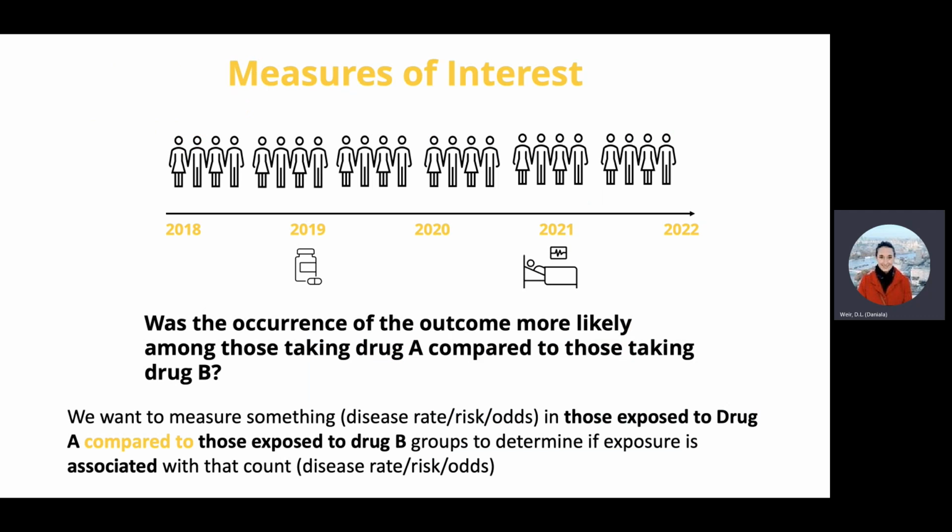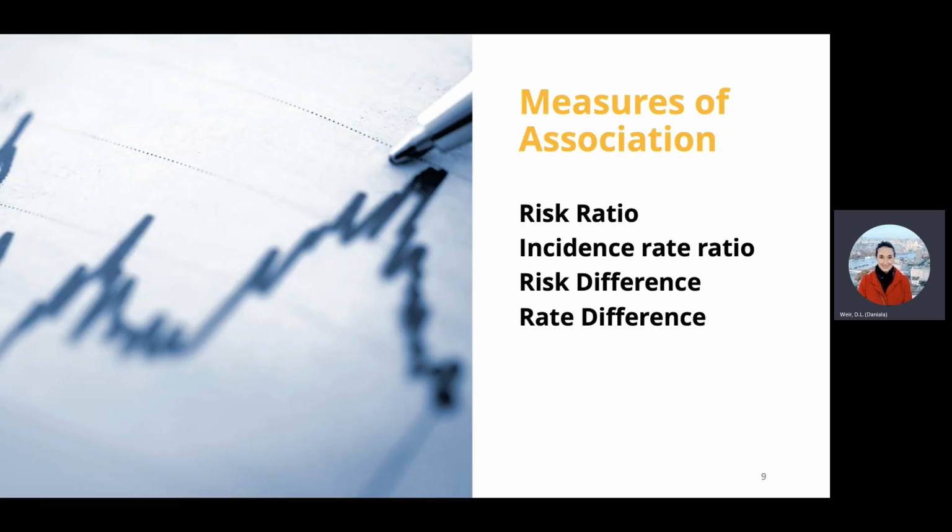Using this 2x2 table, we can answer the question: was the occurrence of the outcome more likely among those taking drug A compared to those taking drug B? So we need to measure something like a disease rate, a risk, or an odds in those exposed to drug A, and then compare that to those exposed to drug B, to determine if the exposure or the treatment is actually associated with, or causes, the occurrence of the disease. So this again is a disease rate, risk, or odds. This will make a little bit more sense in the next slide.